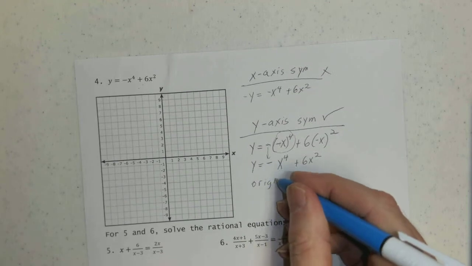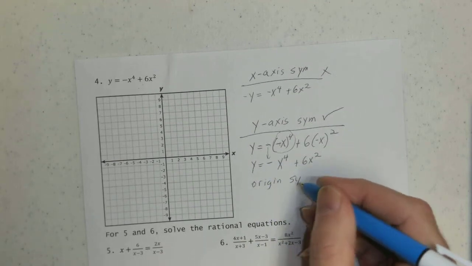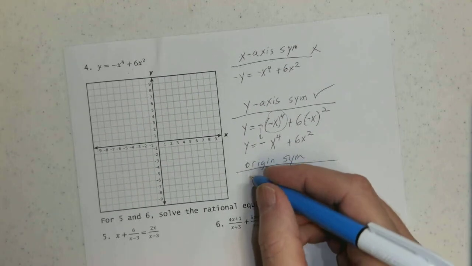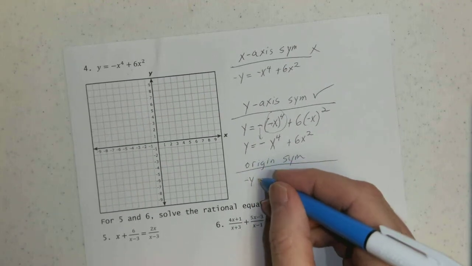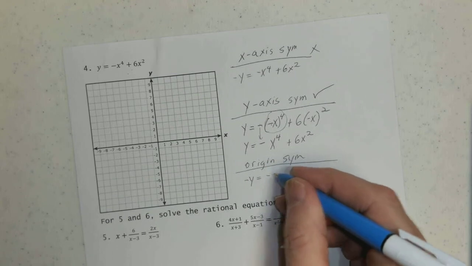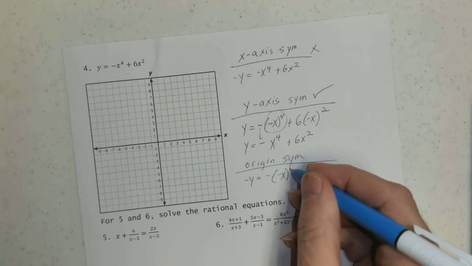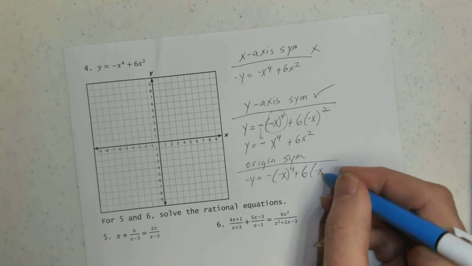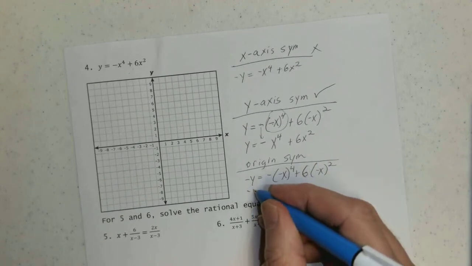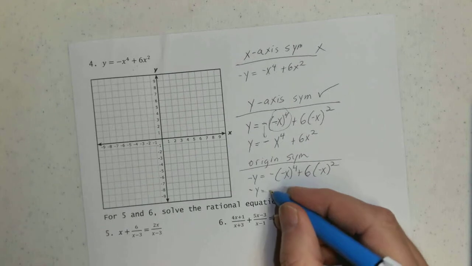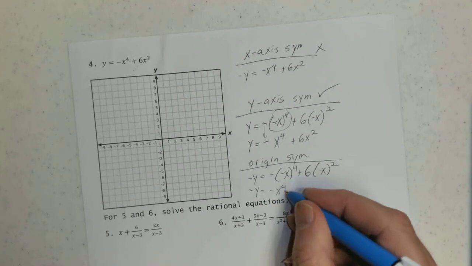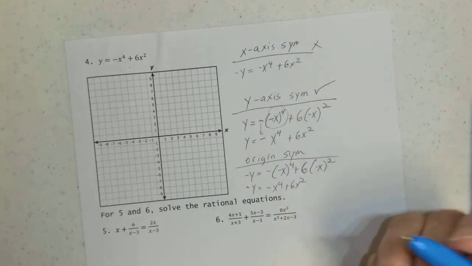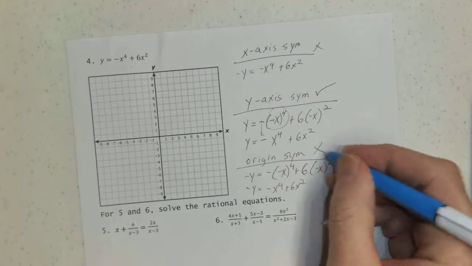And then origin symmetry. So again, check all three when you do this. So I'm going to put a negative y here, negative x here, and 6, and then negative x here. So that's negative y. I've already done this, and we had negative x to the fourth plus 6x squared. Origin symmetry looks like x-axis symmetry, so it is not working.